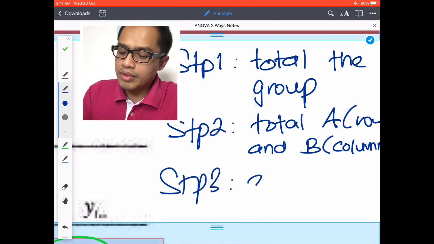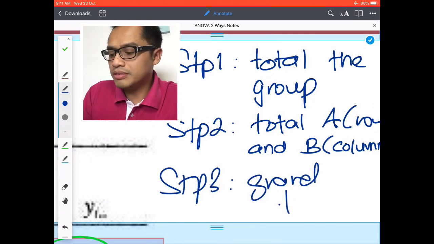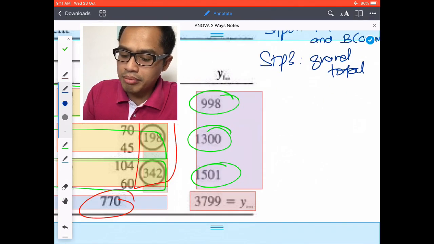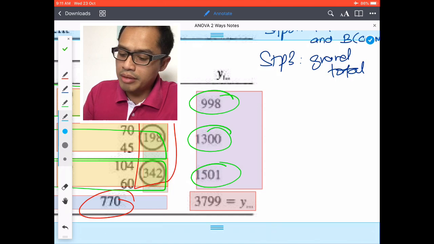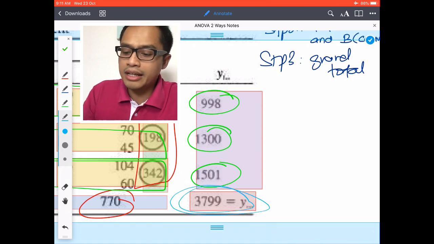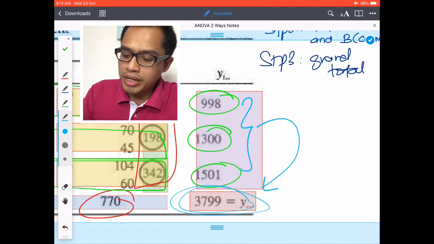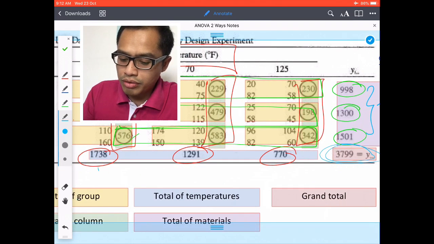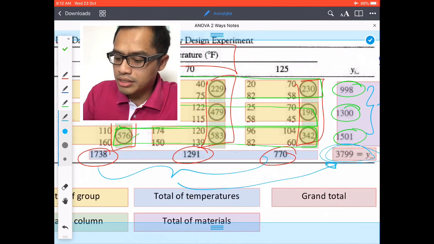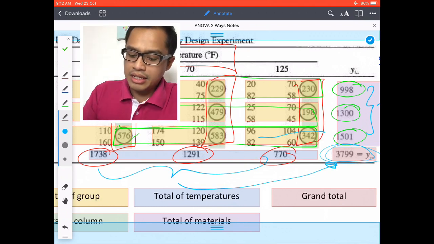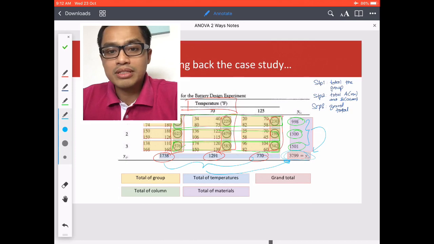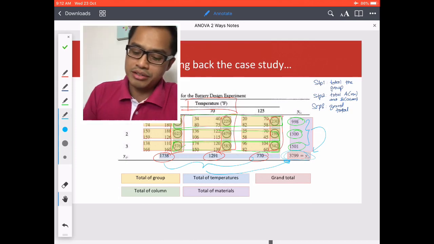Step 3, grand total. The grand total is this pink box here. I use the light blue pen, 3799. That means you add this, you got 3799. And also, of course, you add these 3, you get 3799. It must tally. That is the first 3 steps of the data tabulation.